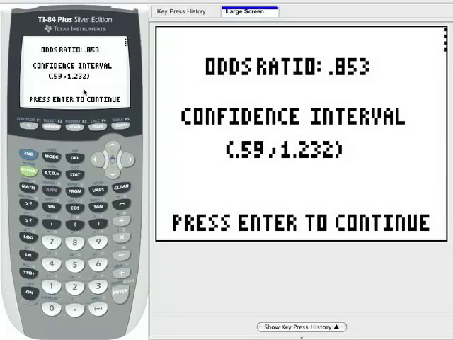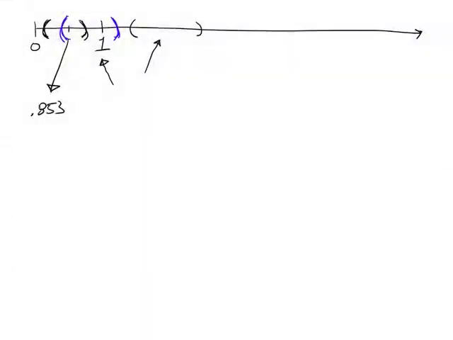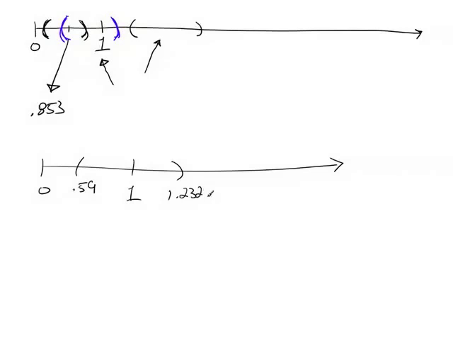So if I go back to my diagram here, let me draw a new one real quick. The lower bound is 0.59, and the upper bound was 1.232. So notice that 1 is in fact in the interval. So if 1 is in the interval, this is saying it is not statistically significant. Just because the odds ratio was less than 1 doesn't mean that the true odds ratio is less than 1.